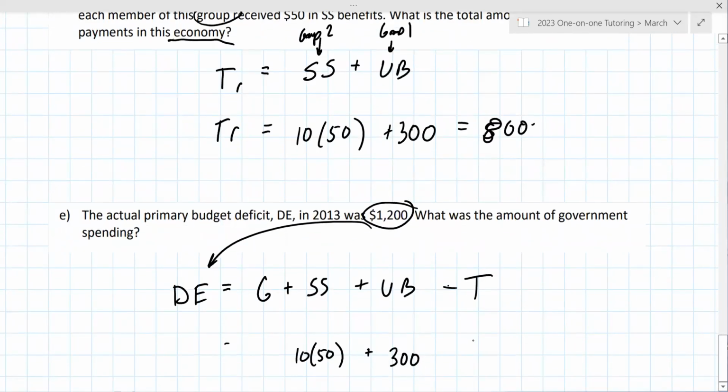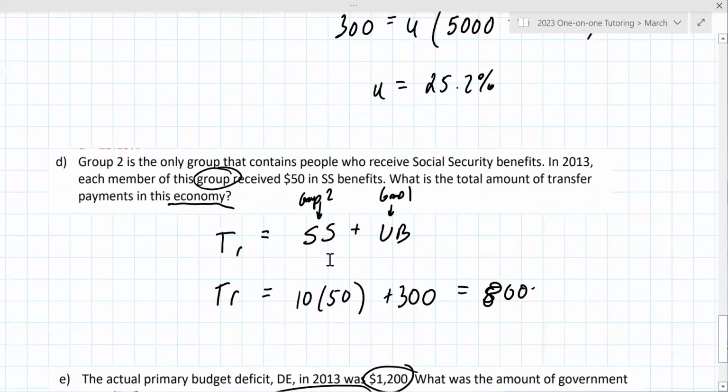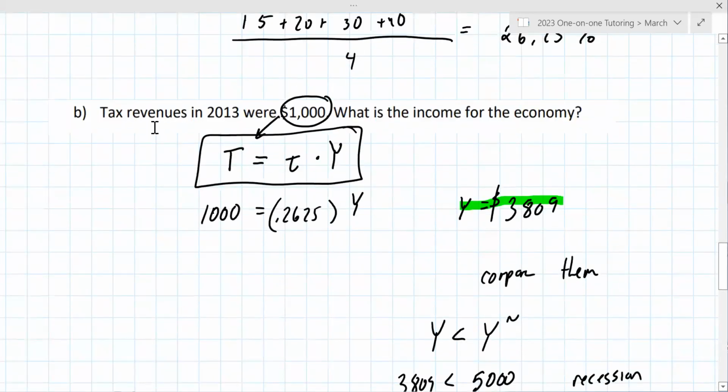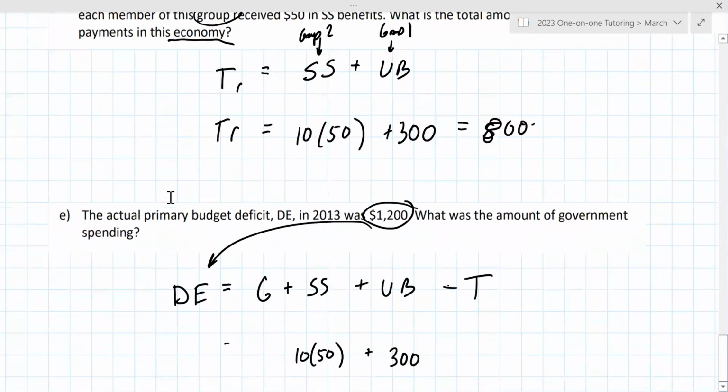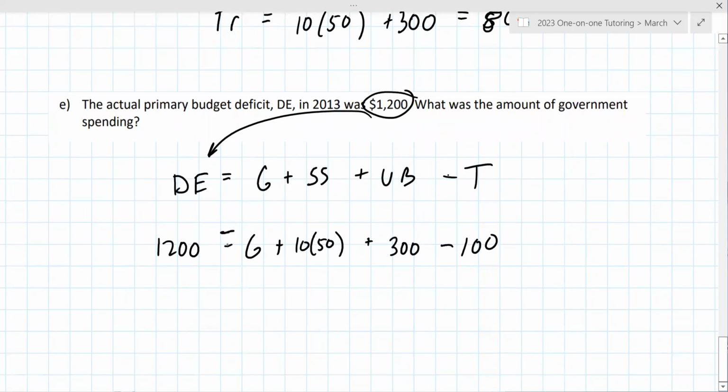The tax revenue was from part B, sorry for all the scrolling, which is 1,000. And what I did notice is that some of the problems say to go back to a part. This one sort of assumes that you're building on each part. So always pay attention to whether you can actually go back or have to restart. Okay, so solving for G, you end up getting 1,400.